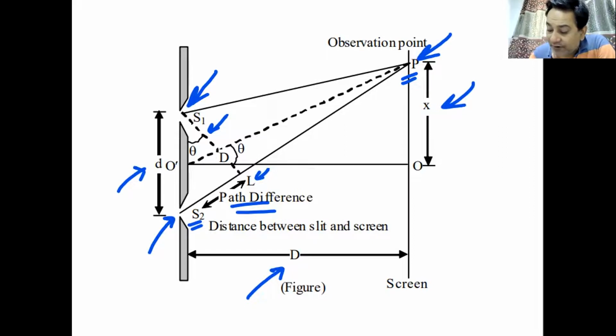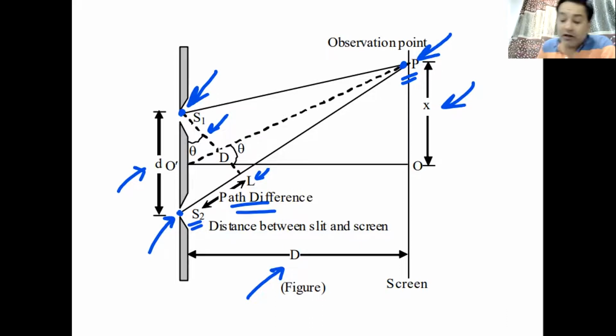Path difference, how do we find it out? I find the distance from here to here. This is the smaller distance. I find the distance from here to here. There are two waves coming, following different paths, and therefore there is a path difference. Path difference is PS2 minus PS1, and that is equal to S2L. Do we understand this?